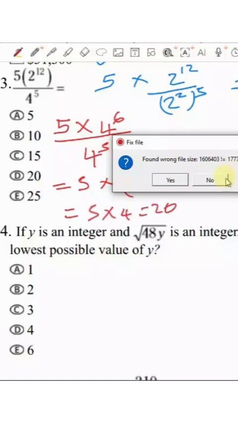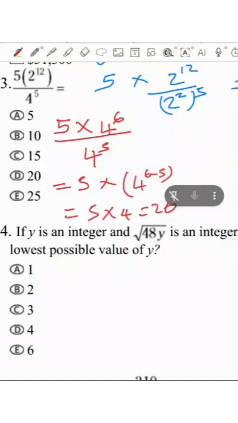Okay, now getting ready for the next question. If y is an integer and root 48y is also an integer, which of the following is the lowest possible value of y? We are looking for a perfect square. It's just to say, what's the lowest number that, if you multiply it with 48, will make it a perfect square.